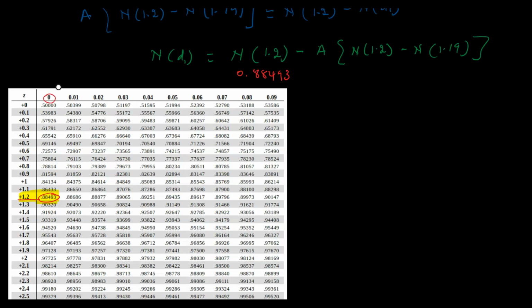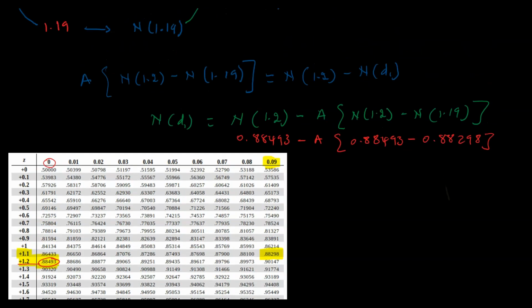That gives us N1.2 and minus A, and what we need here is 0.88493 minus N1.19, and so 1.19 is going to be 1.1 and 0.09, so that's going to be this value all the way at the end here. So that's going to be 0.88298. Now what is A?